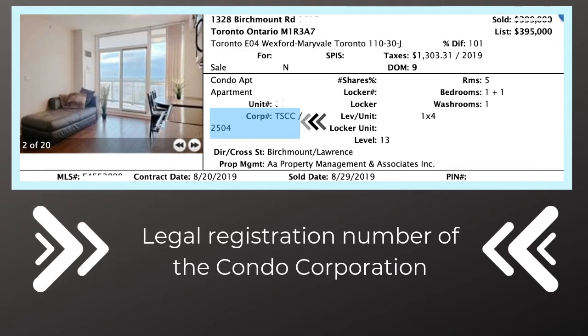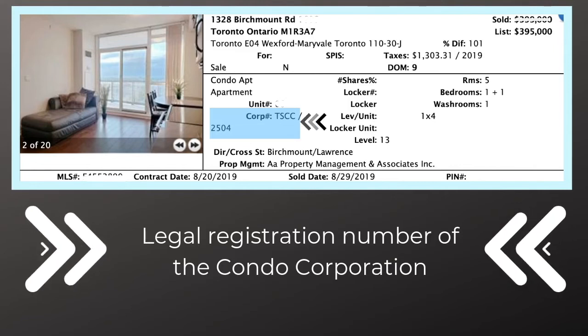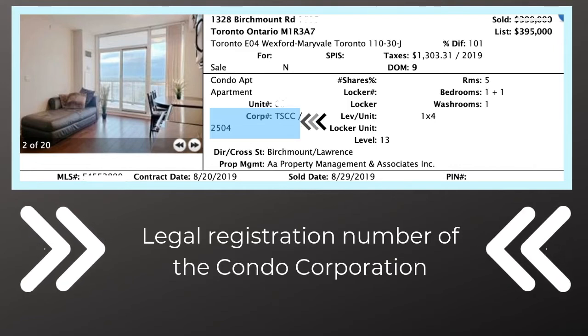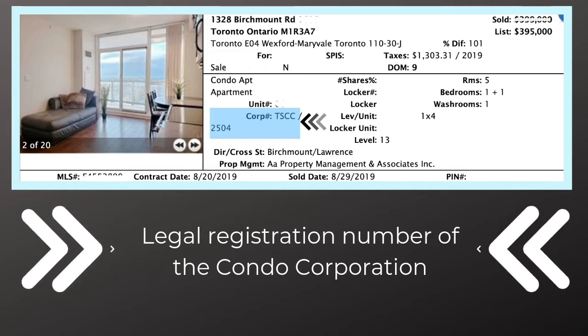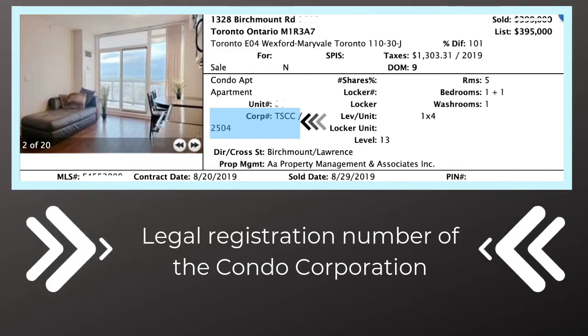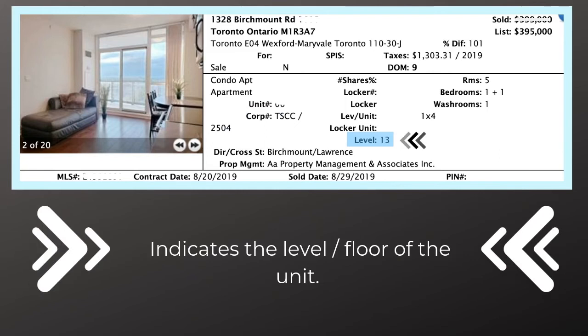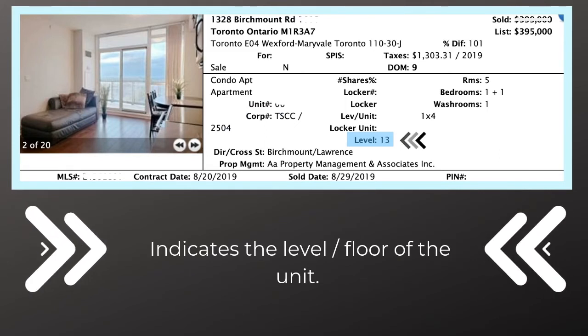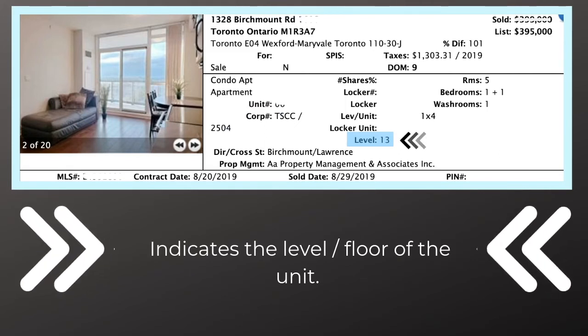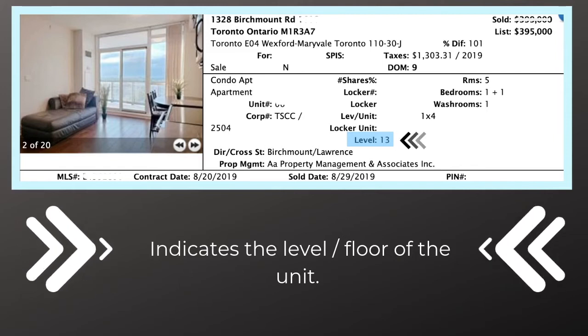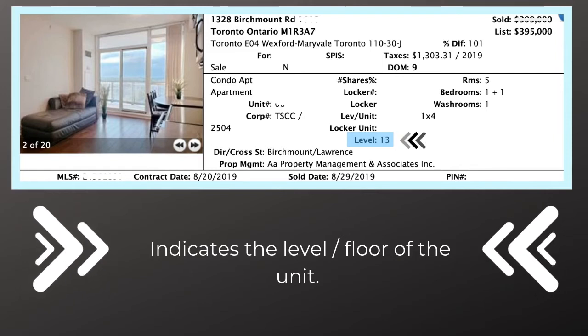The next one is the legal registration number of the condo corporation. This is the same number that you would use for checks that are written for elevator deposits and so on. The next one is the true level of the unit, as some condos in Toronto, for example, omit 13 and the number 4 due to superstitions.